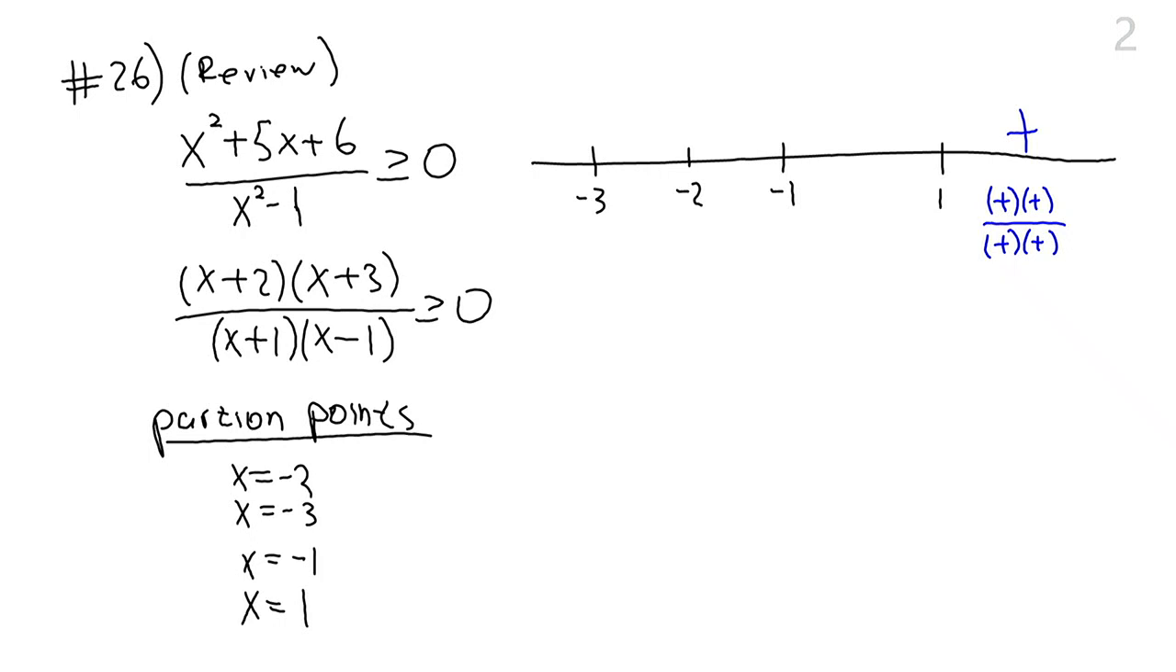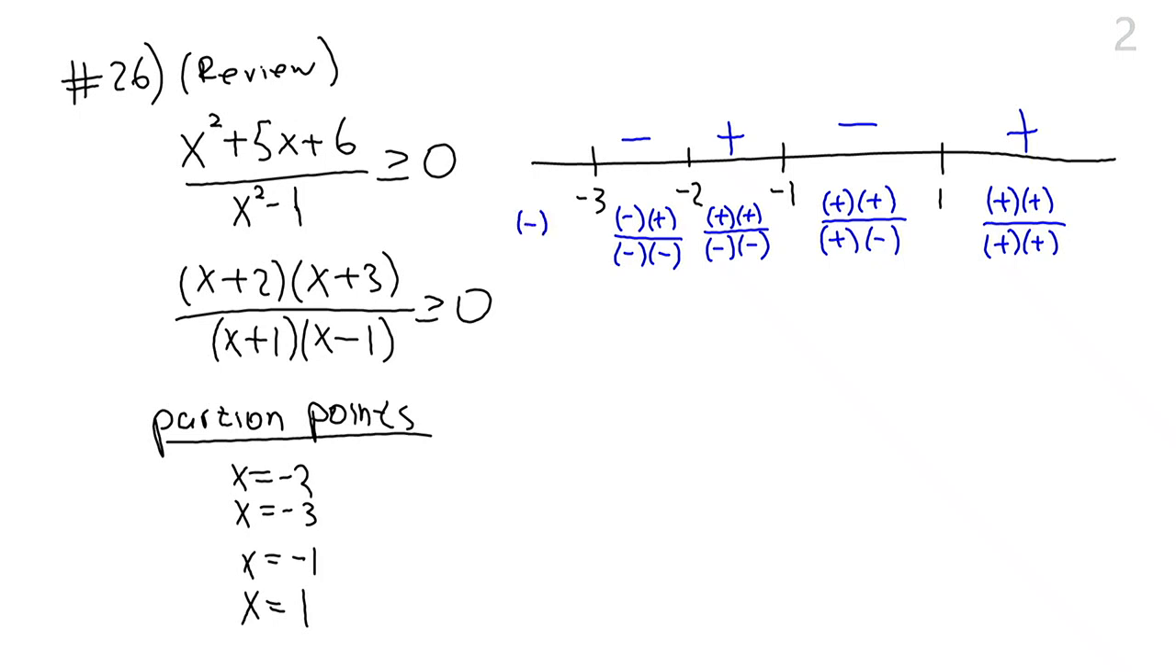Next, if I'm between -1 and 1, everything in the numerator is still positive, and the only thing that turns negative is the x minus 1 term. So I have a positive divided by a positive times a negative, so this is negative. Now between -2 and -1, the numerator is positive times positive, the denominator is negative times positive, giving me something positive. Between -3 and -2, I'm going to have something negative times something positive divided by negative times negative, which is going to give me something negative.